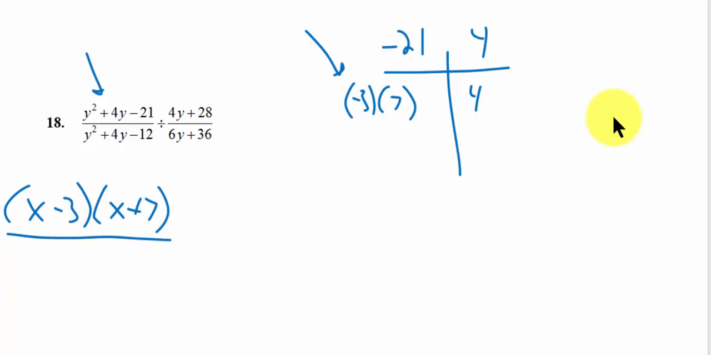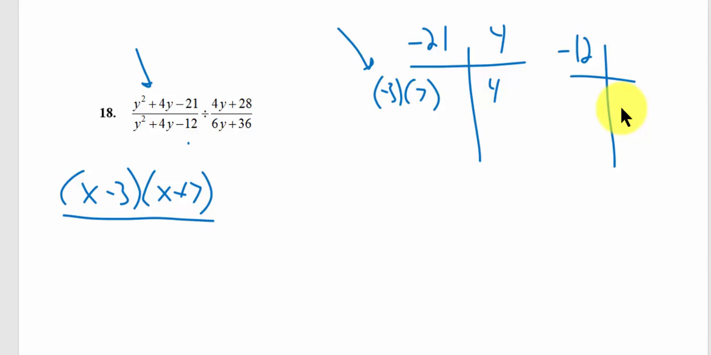The denominator has a negative 12, right? What two numbers when multiplied result in negative 12, but when added result in 4? So I'm thinking 6 and 2, right? A negative 2 times 6 will result in negative 12. And when I add them, I have 4. It's a little sloppy. So in the denominator, we can write x minus 2 and x plus 6.